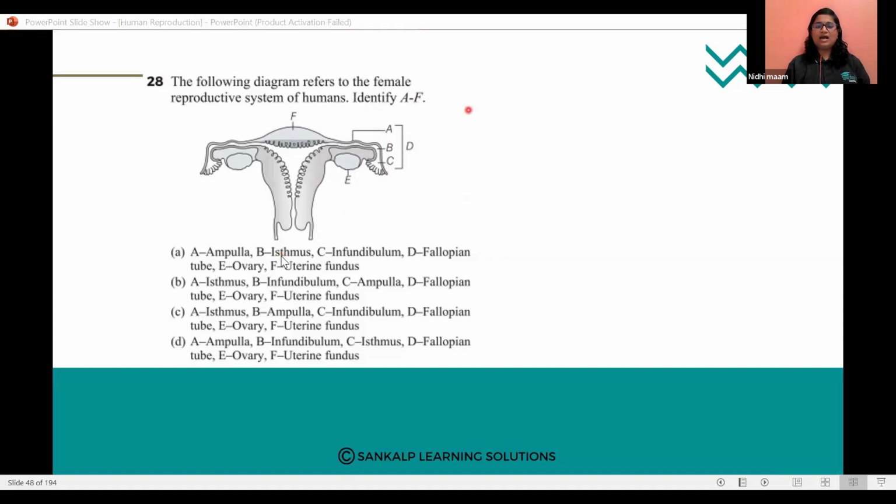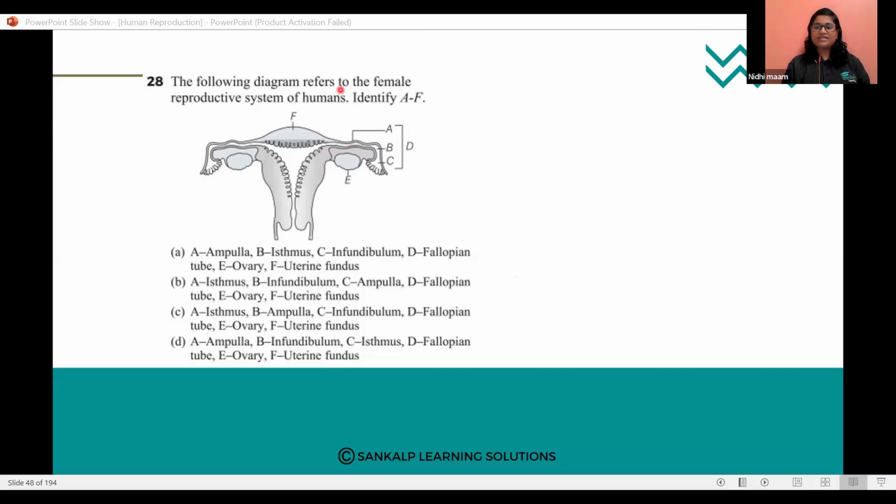Lubna, Anita, Hema, Patil answered the question. Kirti Shri, Supriya MS answered the question. Shazma also answered it. So most of you are voting for option C: A is isthmus, B is ampulla, C is infundibulum, D is fallopian tube, E is ovary, F is uterine fundus. Varshini Rao also answered it. B Gowda answered option A.